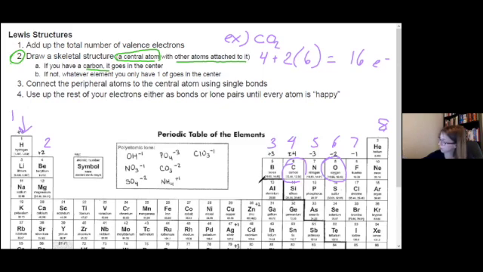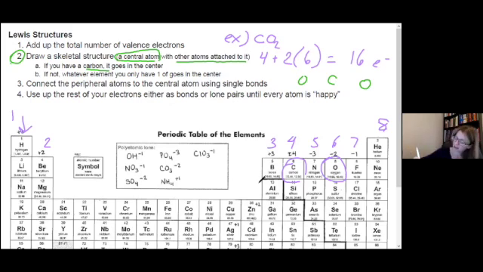So I put the carbon in the center, and then you can either put the oxygens on the left and the right, or if I wanted to, I could have put one of the oxygens on the left and one on the top, or one on the bottom and one on the top. It doesn't matter, but my carbon's going to be in the center and everything's going to attach to it.